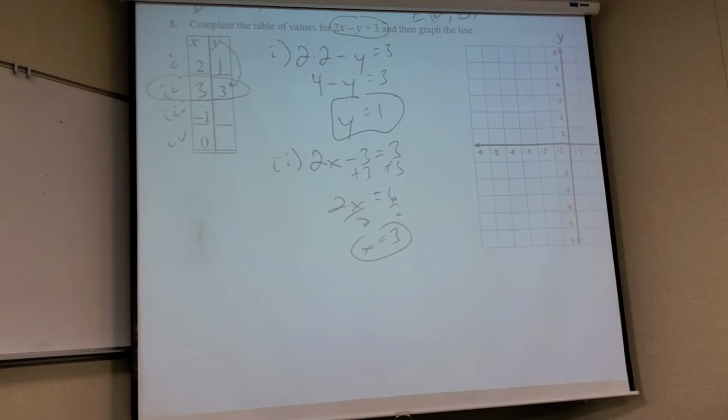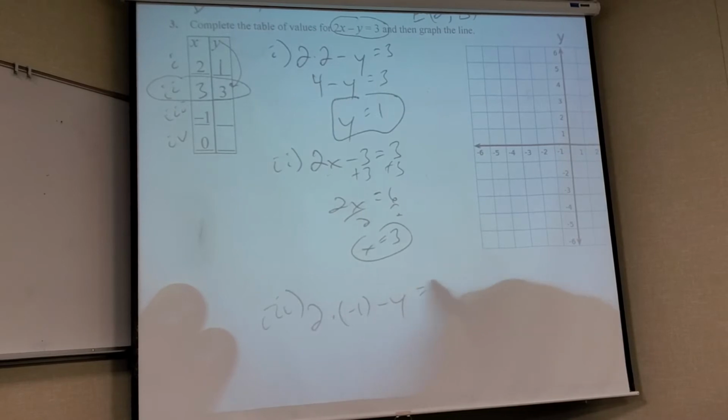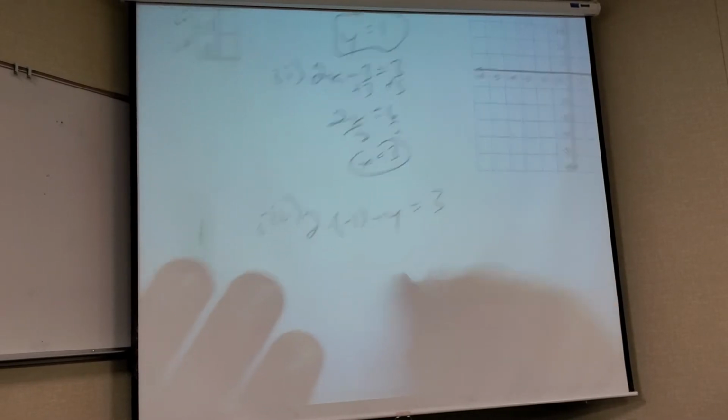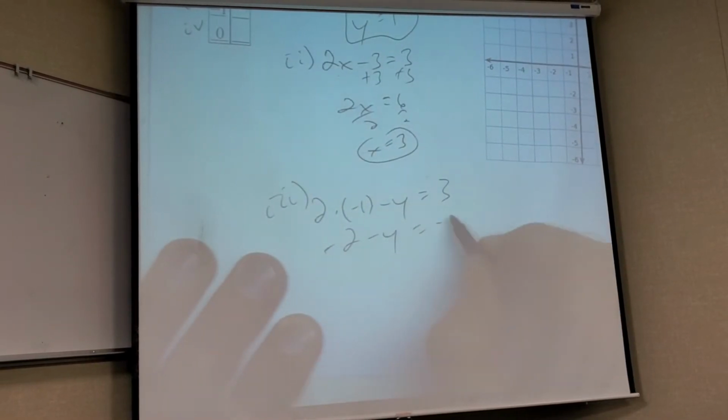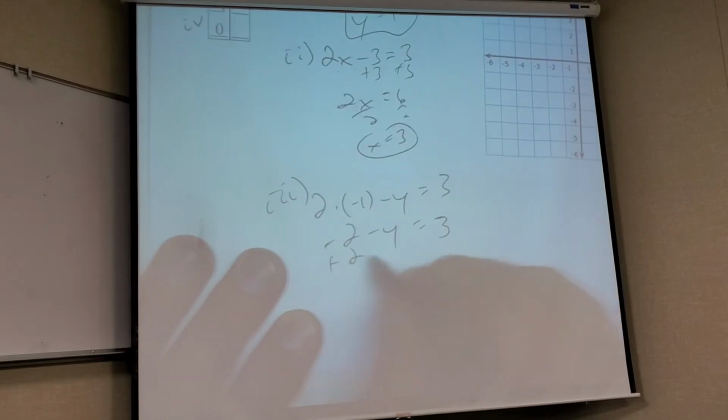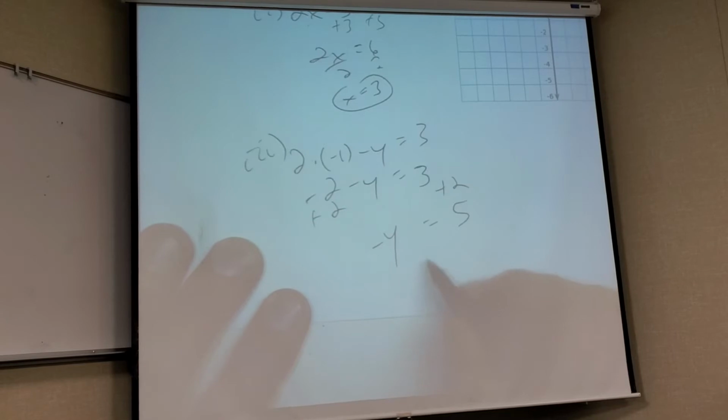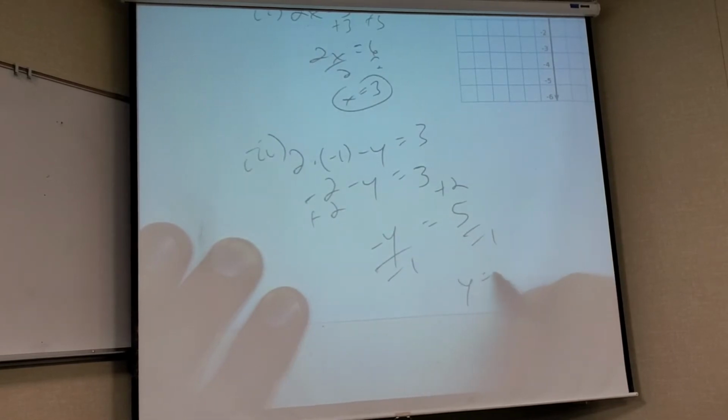All right, let me catch up to you guys. There. So the third one, I know that x is negative 1. So again, negative 2 minus y is 3, add 2. Negative y equals 5. Negative 1, y is negative 5.